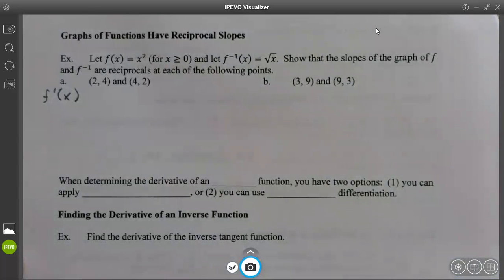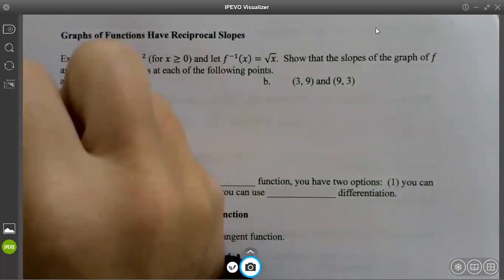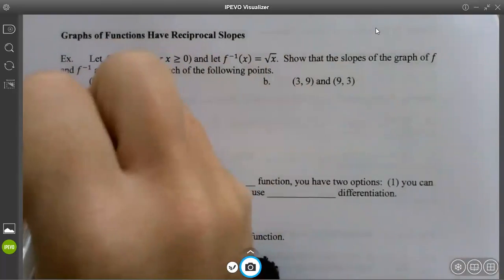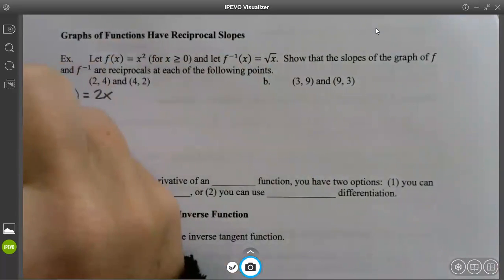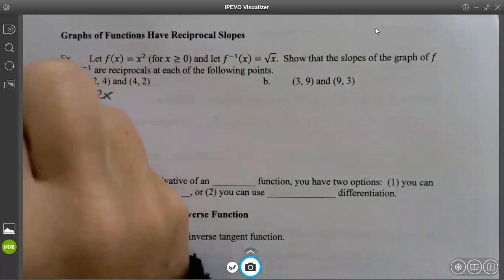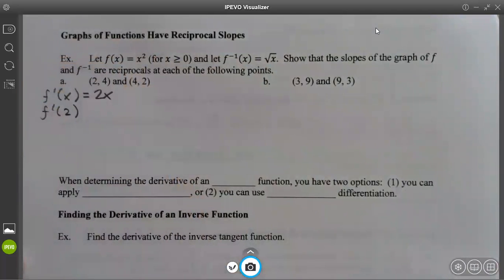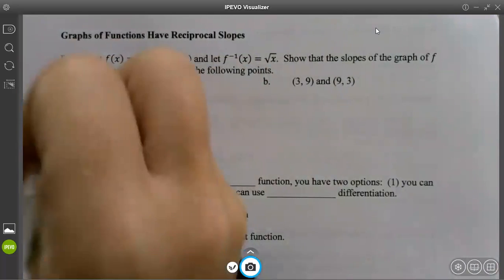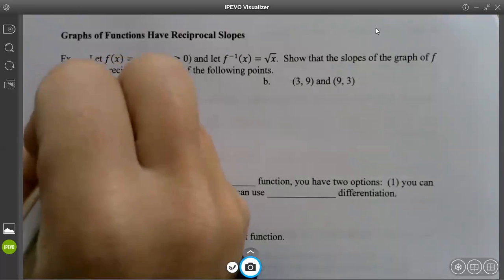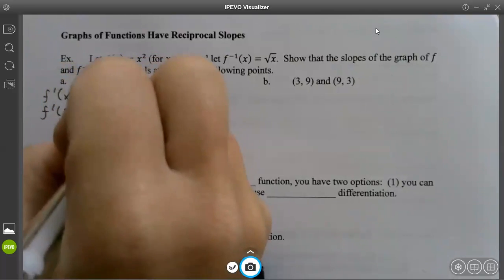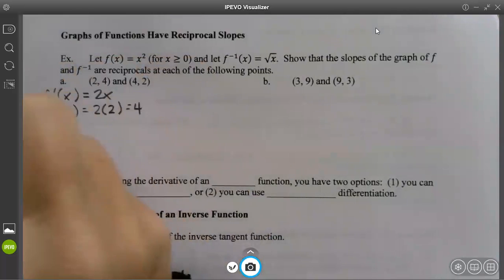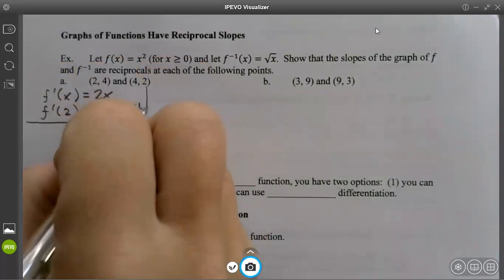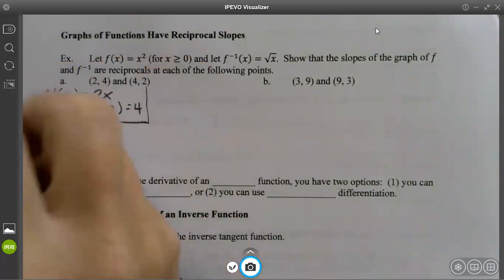So f of x is x squared. So what's the derivative of f of x? 2x, right? Everybody good with that? So now we're going to do f prime of 2. And what do we get? Good. Then we'll box this in. So that's one part of the problem.